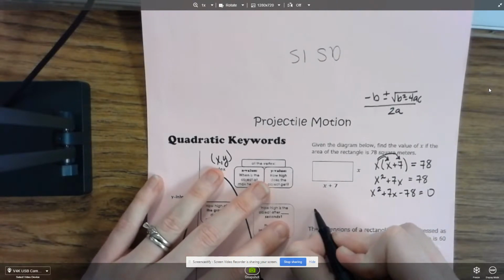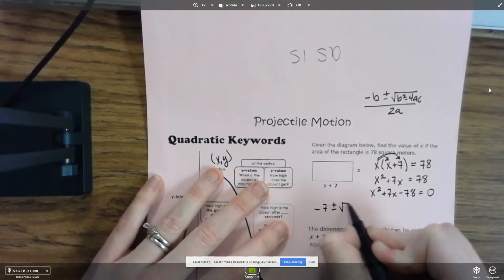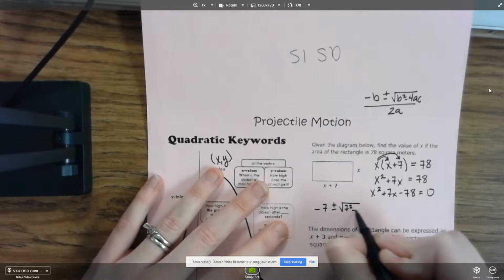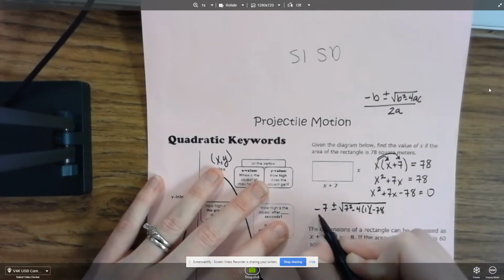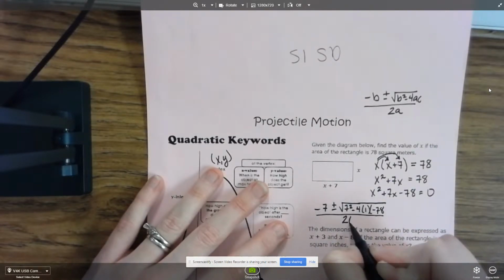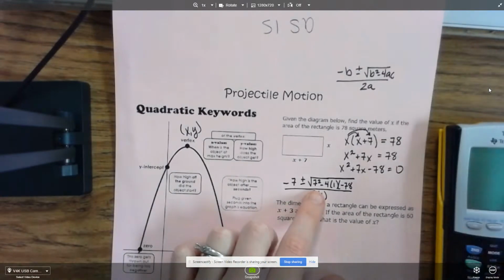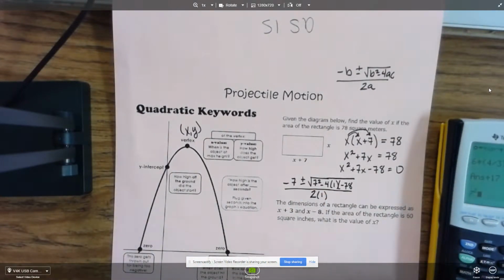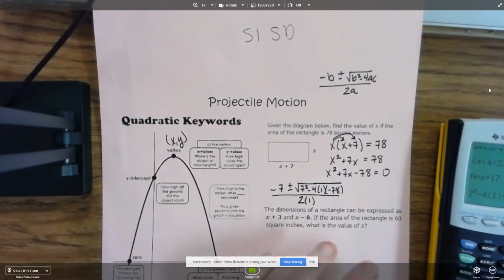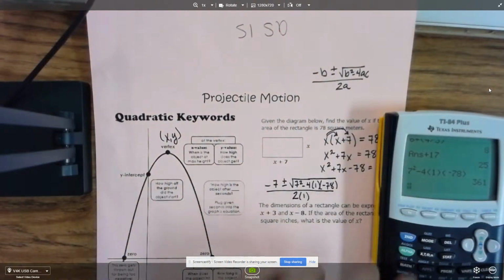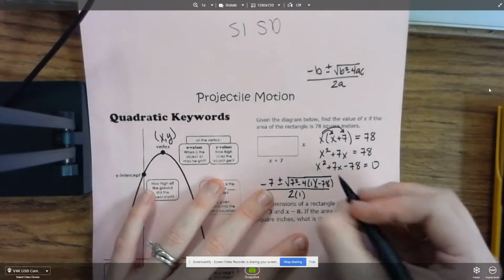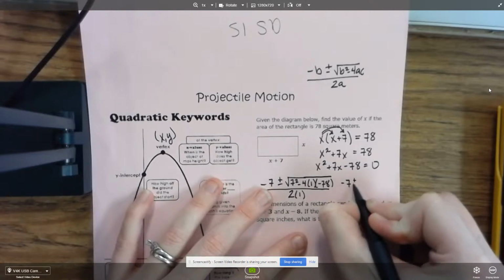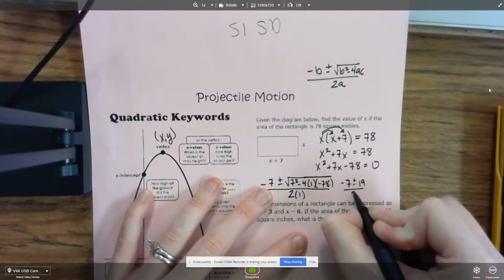So negative b would be negative 7, plus or minus the square root of 7 squared minus 4 times a times c, divided by 2 times a. If I do this part first, 7 squared minus 4 times 1 times negative 78, I get 361. The square root of 361 is 19. So I would have negative 7 plus or minus 19, divided by 2.